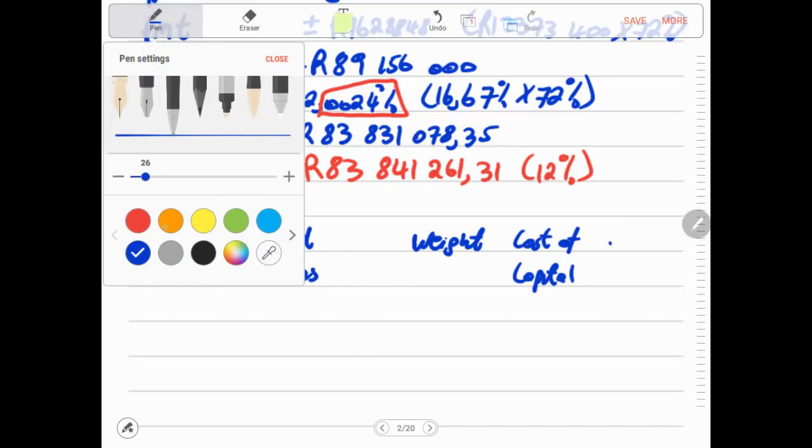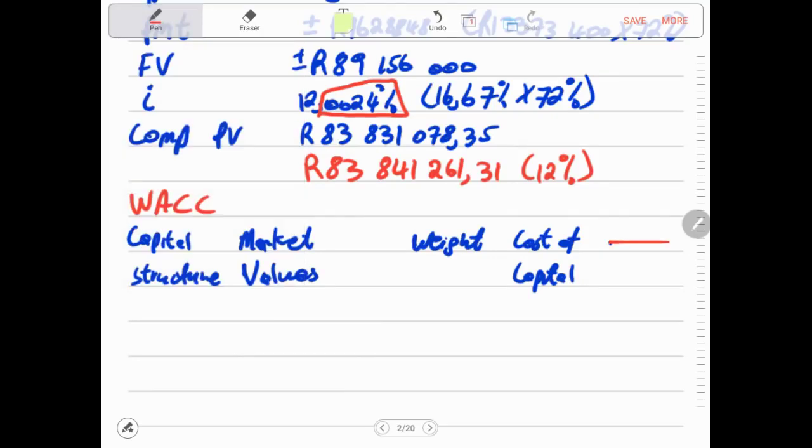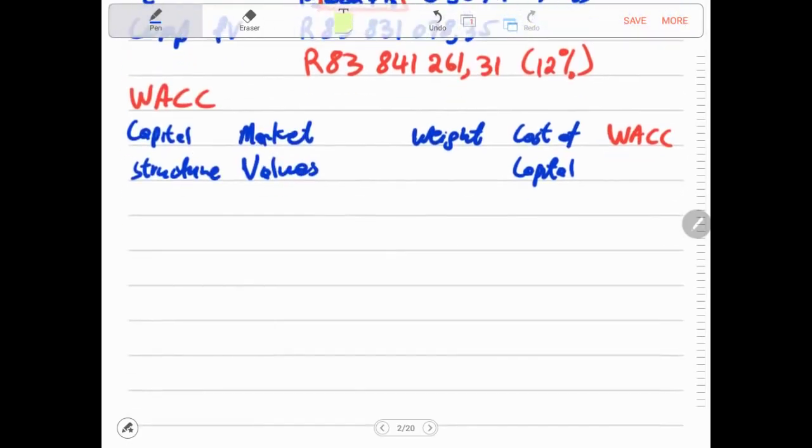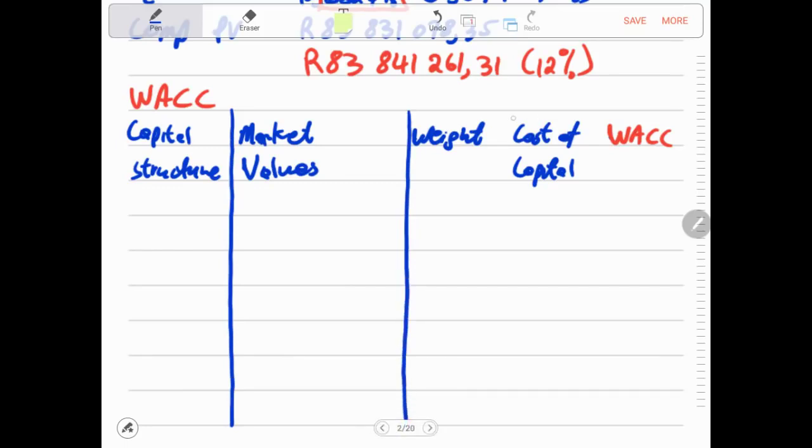Let me just change the heading here so that you know this is the main focus: weighted average cost of capital. So let me draw my lines in between. And this column will need quite a huge space. Then this one's not that much space.